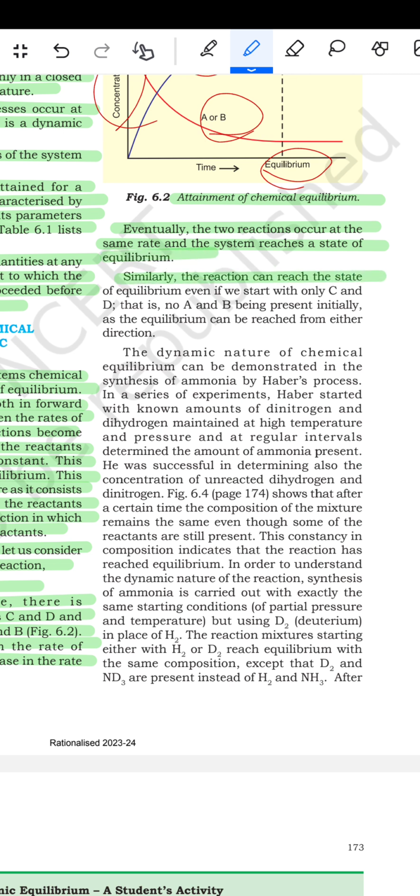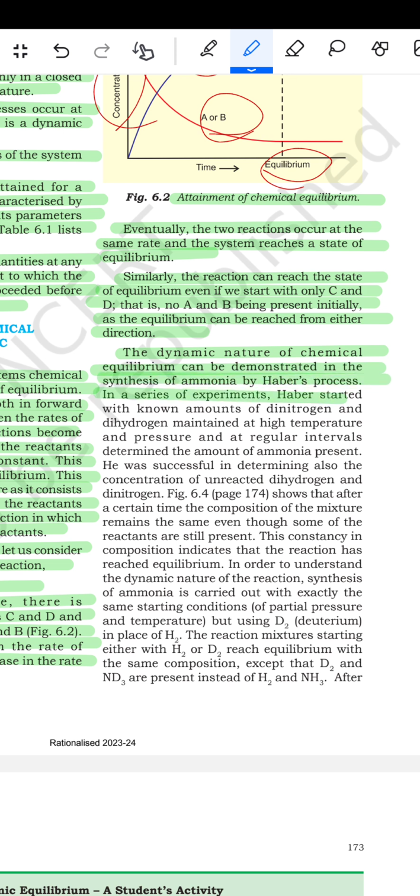Similarly, the reaction can reach the state of the equilibrium even if we start with only C and D. That is, no A and B being present initially, as the equilibrium can be reached from either direction. The dynamic nature of the chemical equilibrium can be demonstrated in the synthesis of the ammonia by the Haber process.